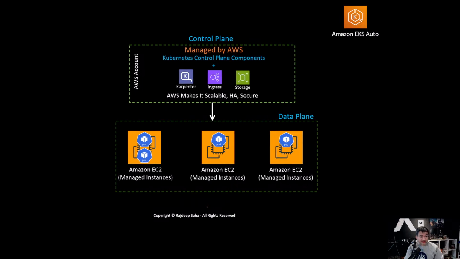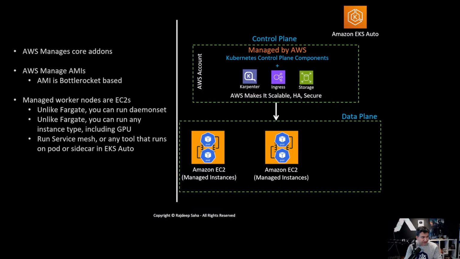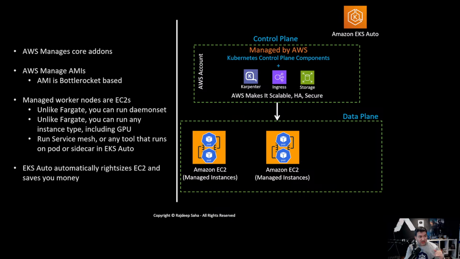And like I was saying, EKS Auto constantly optimizes to save you money. So in this instance, the first instance is really nicely bin packed, but the second and third, there is 50% underutilization, right? Because this pod is running in this instance, this pod is running in this instance. EKS Auto will bin pack these pods and terminate the other EC2, saving you more money. Okay, so if I go forward, EKS Auto automatically right sizes EC2 and saves you money. So EKS Fargate does not right size automatically, right?